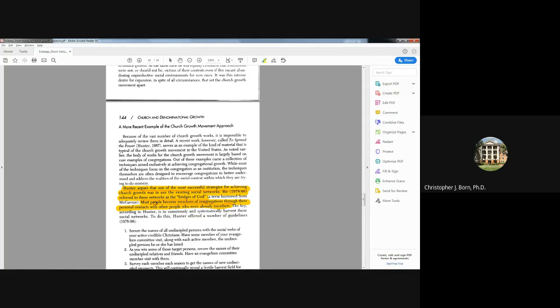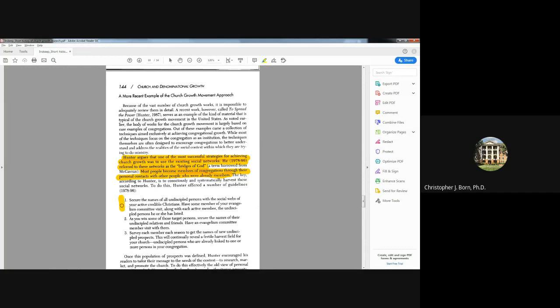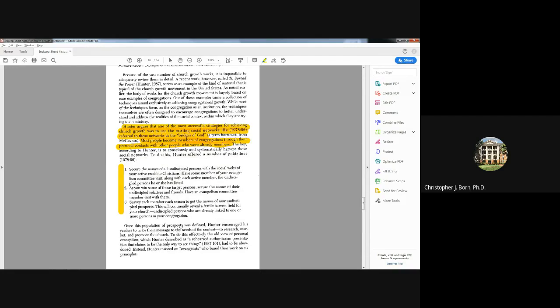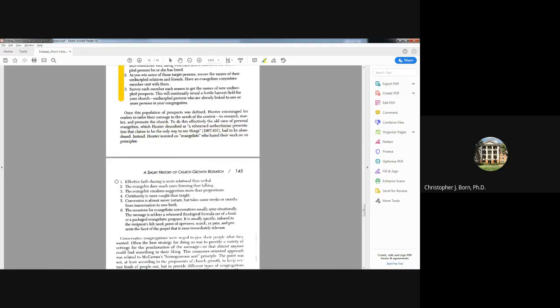So this is what Hunter offers. Here's what you should do. He actually provides a prescriptive approach to using social networks. So it's really, really fascinating. And then these are some of the outcomes that he observed, but some of them are demonstrated by sociologists as well. Yes, effective faith sharing is more relational than verbal.